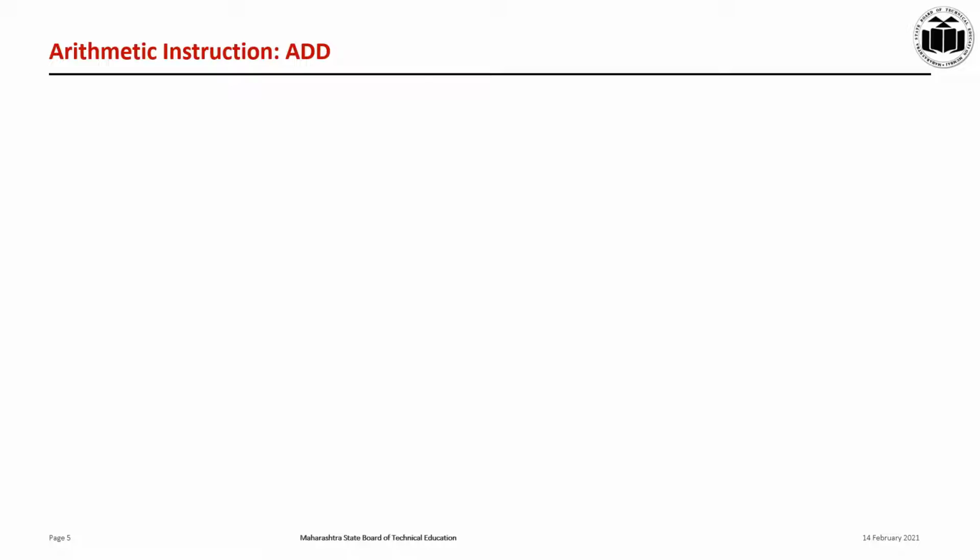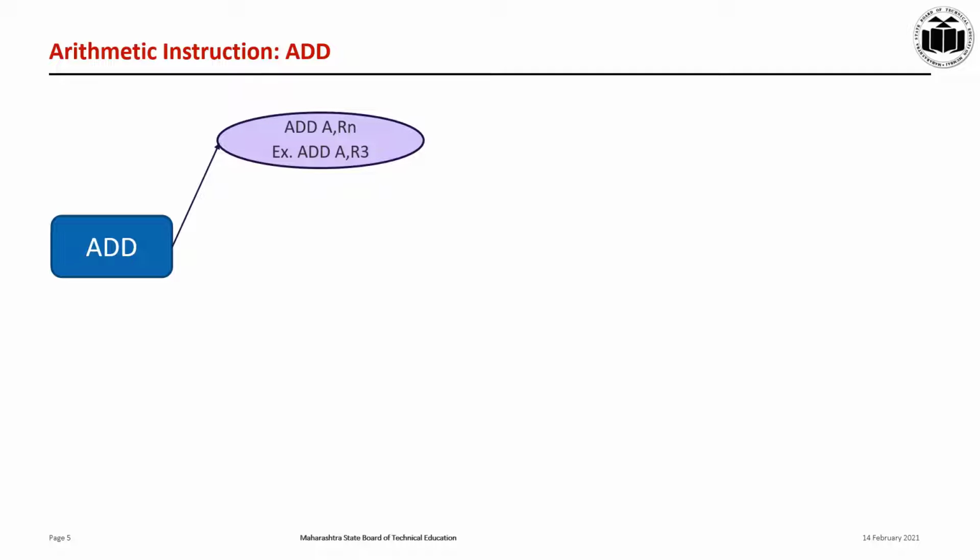Arithmetic instruction ADD. ADD instruction is used to add two operands. The destination operand is always in register A, while the source operand can be a register, immediate data, or in memory. Carry flag, auxiliary carry, and overflow flag are affected based on the result of operation.